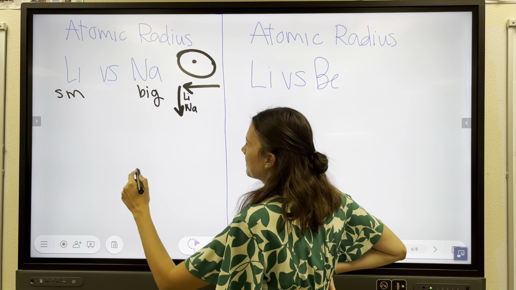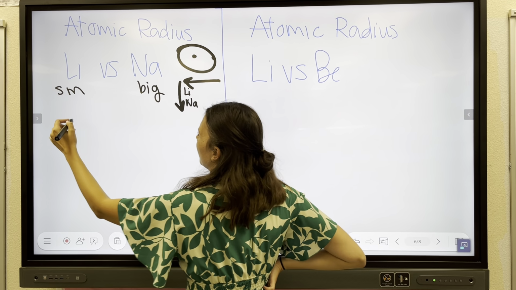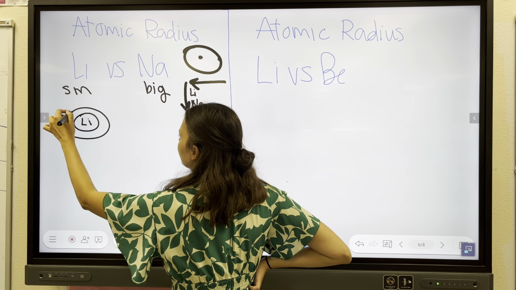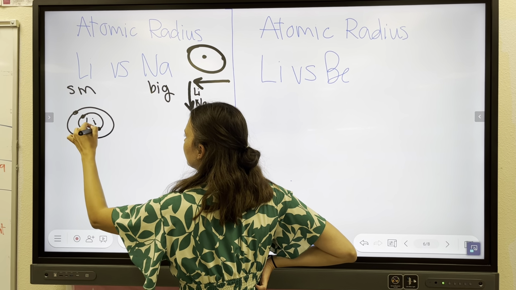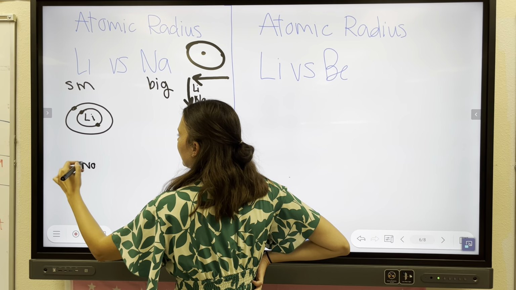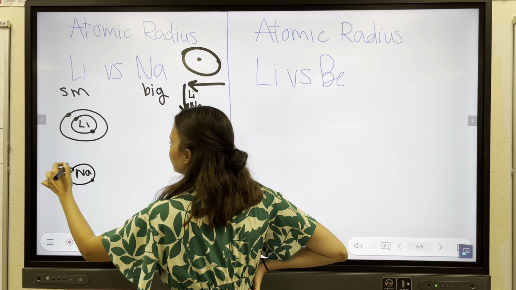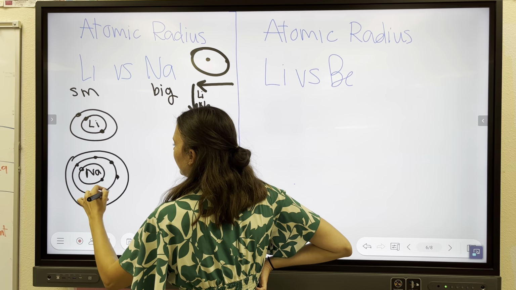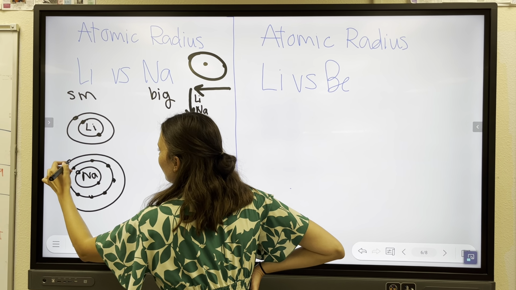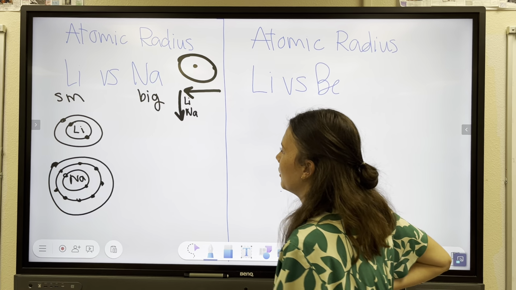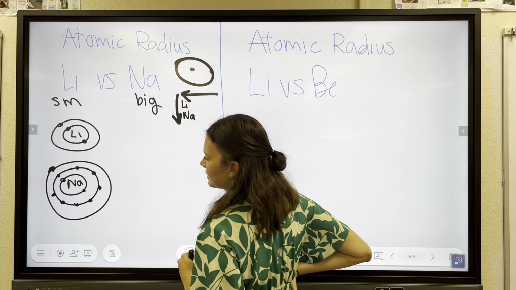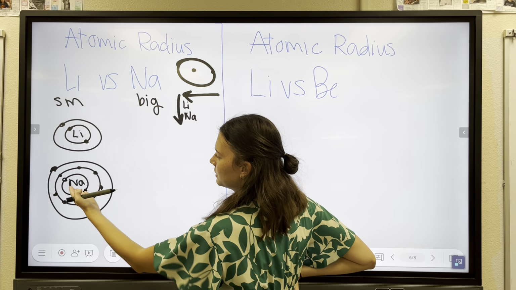Why is this happening? So if you take a look, lithium has 2 energy levels containing electrons, whereas sodium actually has 3 levels. Okay, so this one should be pretty intuitive to you. Which one looks like it has a bigger radius? The answer should be sodium.